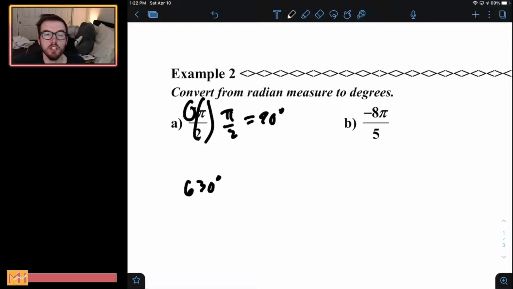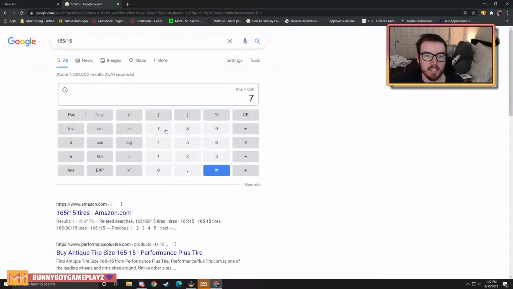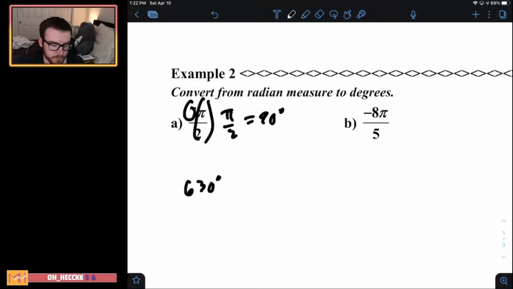But like I said, you can just replace pi with 180. So if I break out the calculator here, 7 times 180 divided by 2 gives me the 630. Pi and 180 are equivalent, just like 12 inches and 1 foot are equivalent.